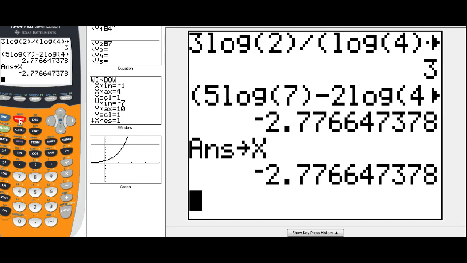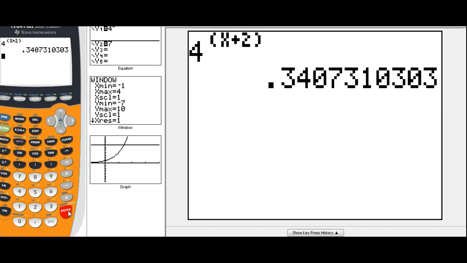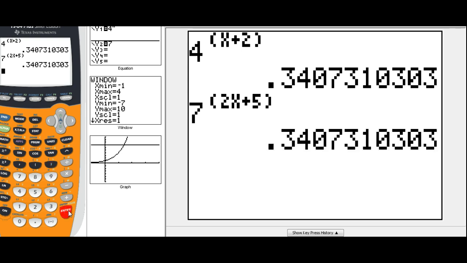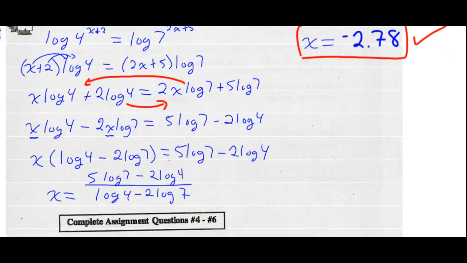So the original equation had 4 to the exponent x plus 2. That's the left side of the equation. And the right side of the equation was 7 to the exponent 2x plus 5. Now, if the value we have for x is correct, this should also equal 0.34073100303, and it does. So we now know we've got the right answer. Perfect. All right, so with that quick check. Right on. Let's do the last one, example 6.